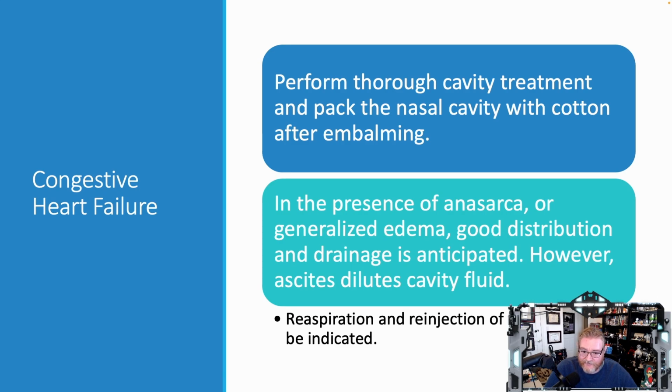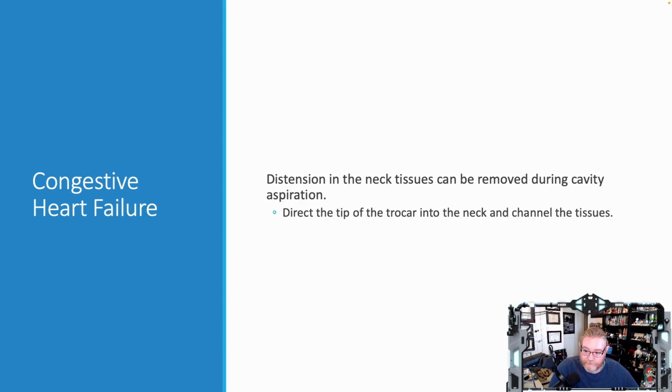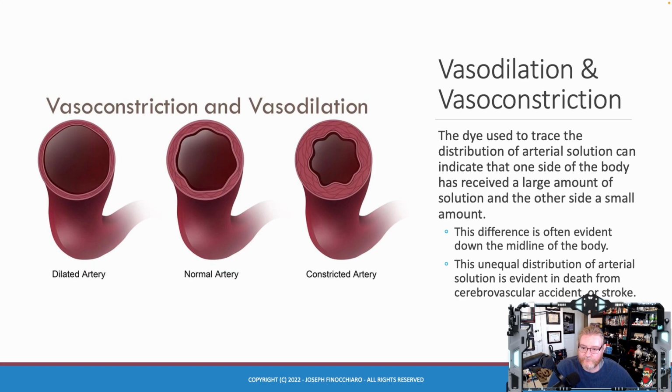In the presence of anasarca or generalized edema, good distribution and drainage is anticipated. However, ascites depletes cavity fluid. Reaspiration and reinjection of the cavities may be indicated. Distension in the neck tissues can be removed during cavity aspiration. Direct the tip of the trocar into the neck and channel the tissues.